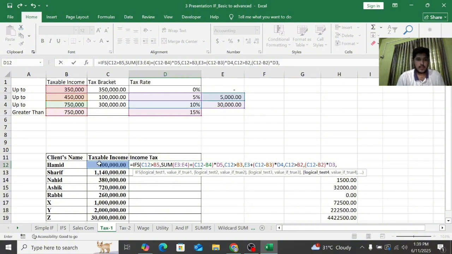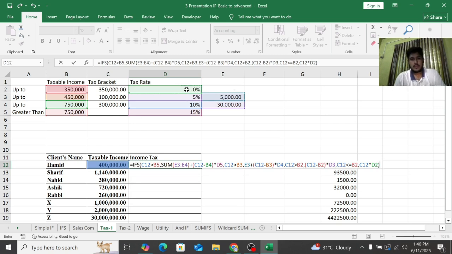For this, if our taxable income is less than or equal to, say, 3,50,000, we don't need to pay any tax. So in that case, our tax rate will be 0%. For this, our C12 into 0%. Okay, so that is the function.